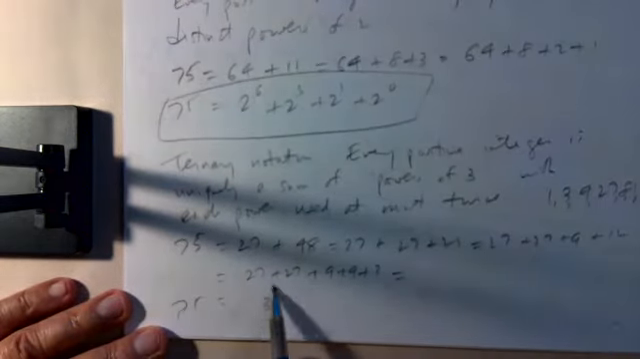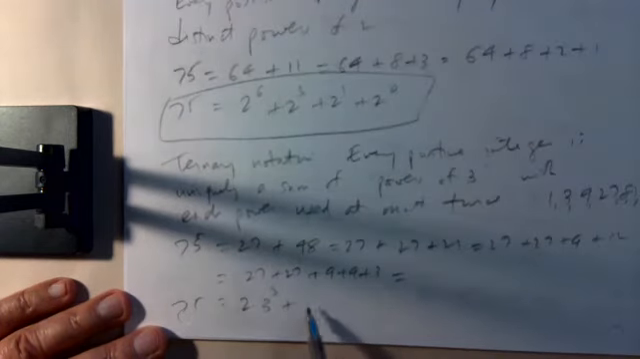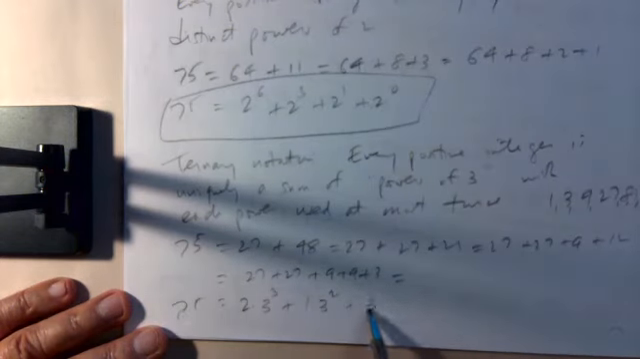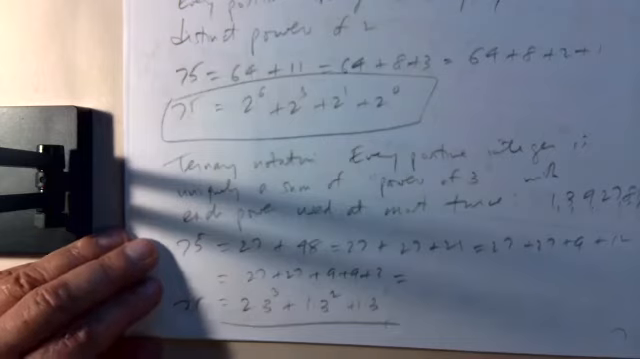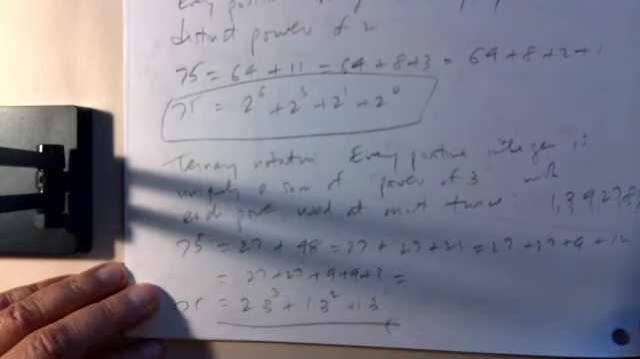So 27 is 3 cubed, and I used it twice. 9 is 3 squared, and I used it once. And 3 is 3 to the first power, and I used it once. So this is the ternary representation of 75. I'm writing 75 as a sum of powers of 3, with each power of three used at most two times. So we have binary notation, we have ternary notation. I haven't proved that this is always possible, but that's what I'm about to do.